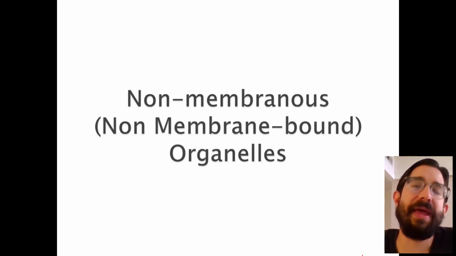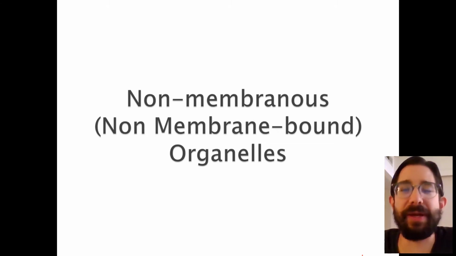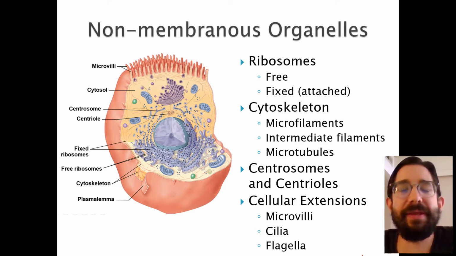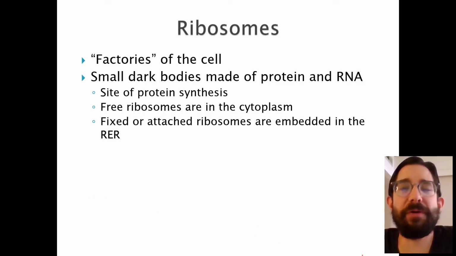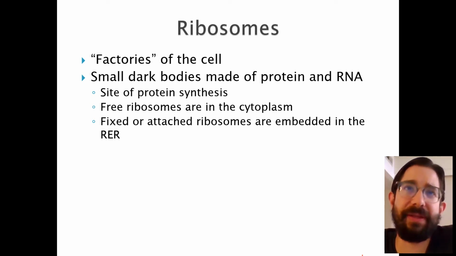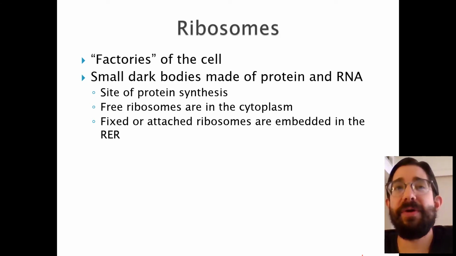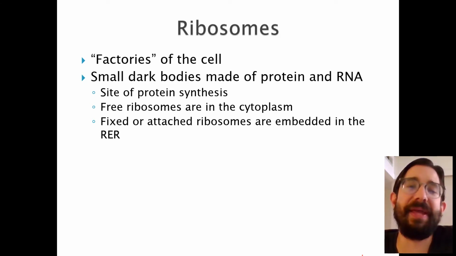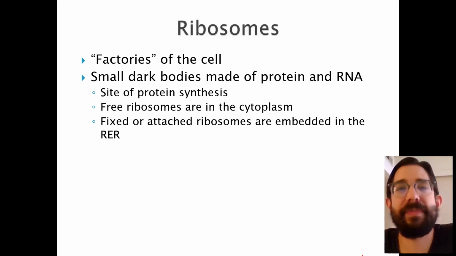Okay, now let's do these non-membrane bound organelles. Here's a list for you to review later. Ribosomes, we already said, create protein. So they're these little factories of the cell creating proteins. They can be free, floating about in the cytoplasm, or fixed, meaning they're embedded in the rough endoplasmic reticulum.